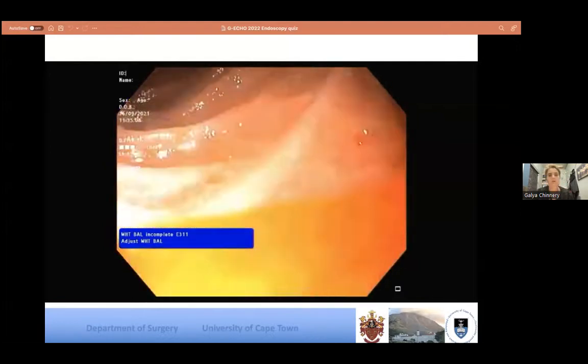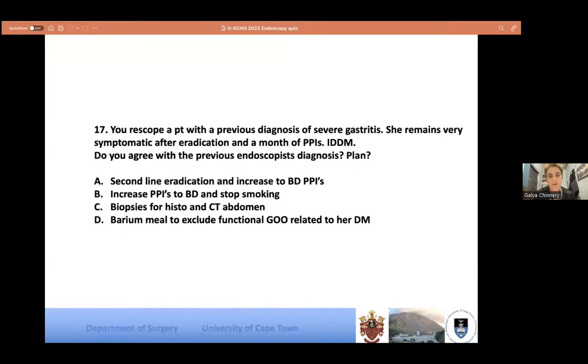Okay, so do you agree, first of all? That's just for you to decide, but what is your plan? You want to offer second line eradication, you can pop up the poll, thank you, and make sure that you increase to BD PPIs, and hopefully ask the patient to stop smoking. You want to take biopsies and do a CT abdomen, or last option, you would like to do a barium meal and exclude a functional gastroparesis related to her diabetes. Okay, let's see what you think.